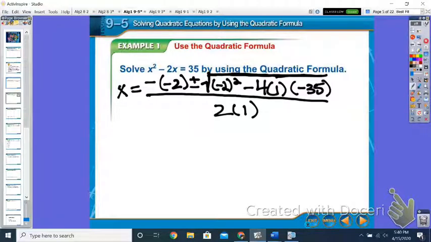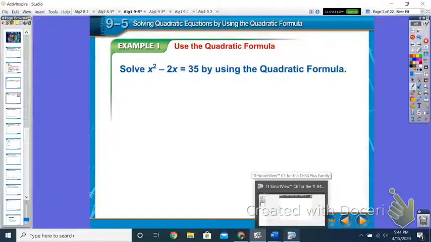In terms of the work that I expect to see on the assignments that you're submitting, I want to at least see that you're writing A, B, and C. You're saying A is this, B is this, C is this, and you're substituting them into the equation like I just did here. That is the least amount of work that I need to see.